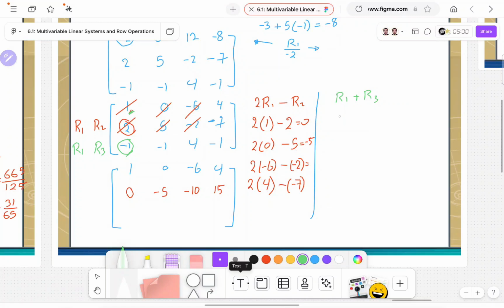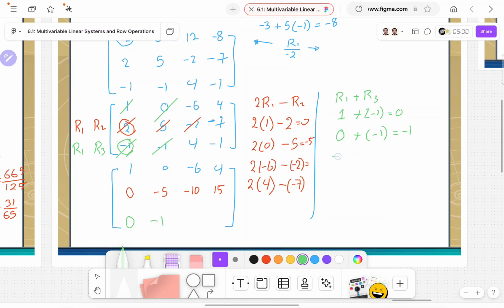Now let's do row 3. So row 3 is, let's erase this. Row 1 is 1 plus row 3 is negative 1. So the answer is equal 0. So this one is 0. We finish from this. Then row 1 is 0 plus row 3 is equal what? Row 3 is equal negative 1. So the answer is equal negative 1. So negative 1. We cancel this too.